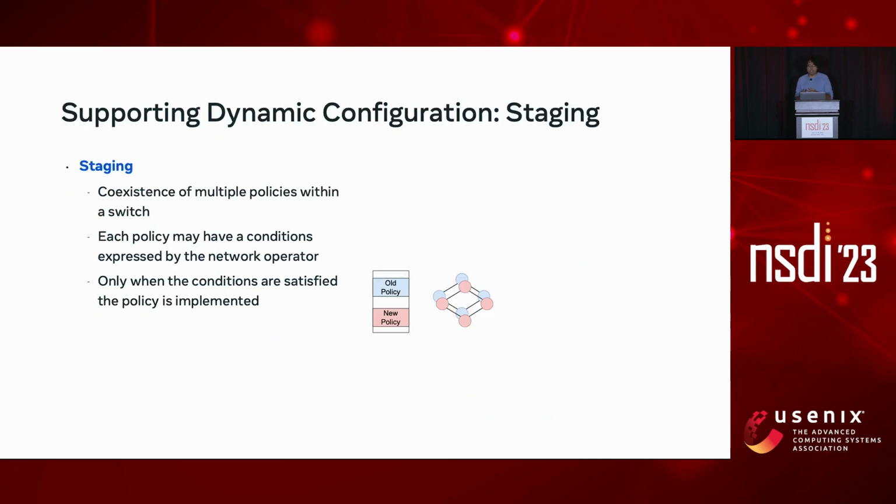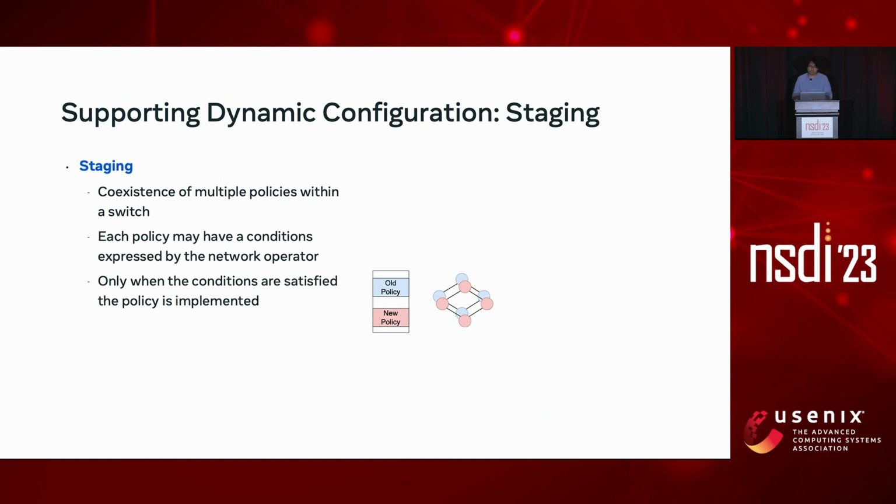Now that we have seen how multiple policies can be supported via base paths, we need a technique to dynamically switch between these policies. Aura implements this by loading the switch with multiple policies. Each policy has a condition which is specified by the network operator, and only when the condition is satisfied, that portion of the policy is actually activated.